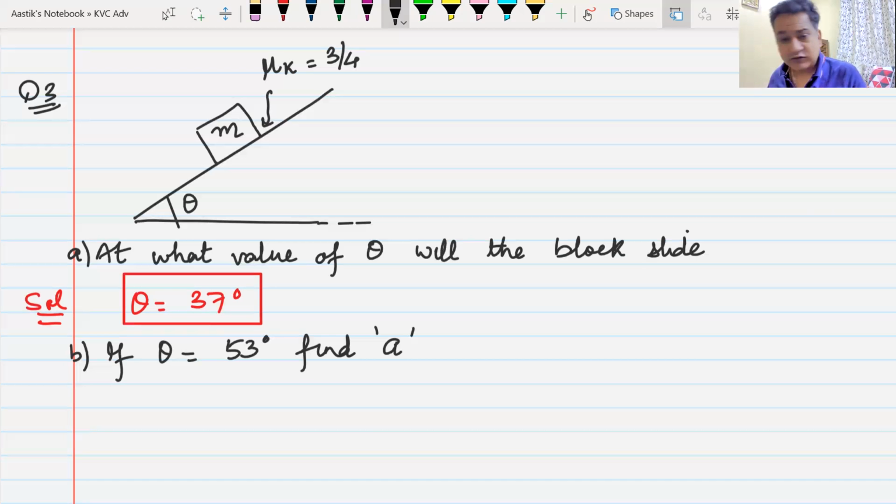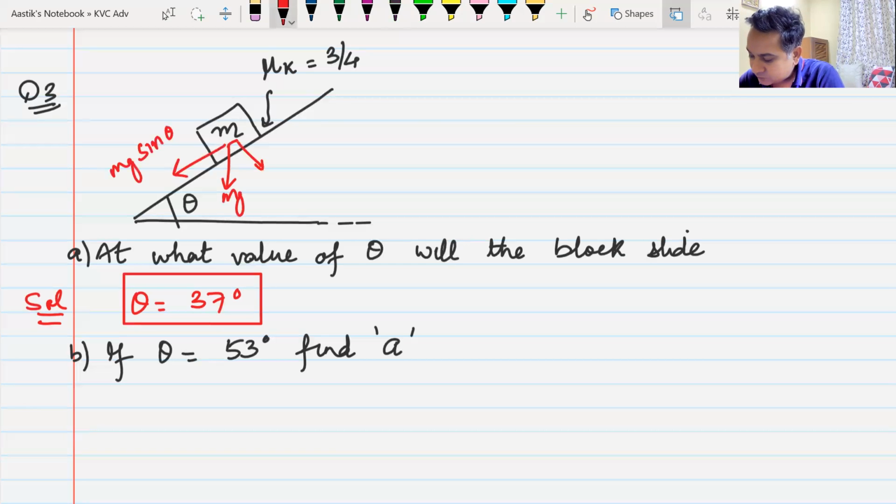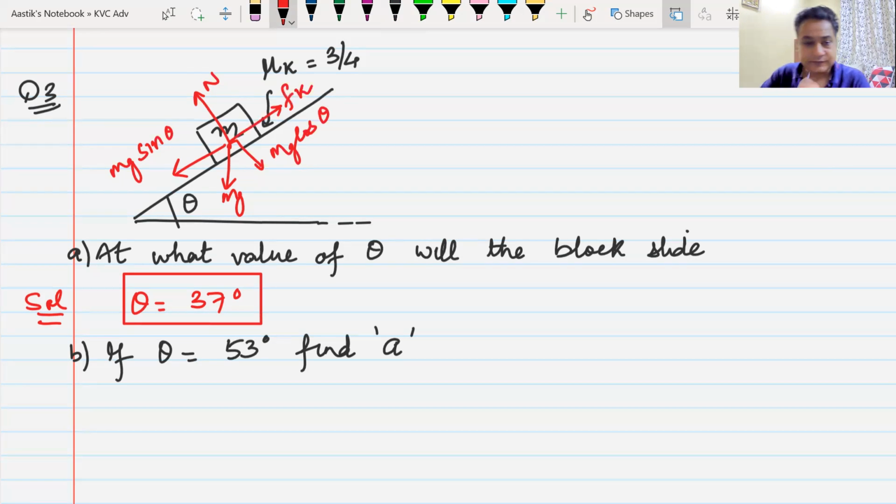Do we have anything that looks like an answer? Yes, sir. Well done, sir. Quickly. The weight is mg, yes or no? Yes, sir. This is mg sine theta, yes or no? Yes, sir. This is mg cos theta, yes or no? This is the normal reaction. Frictional force will act in the backward direction, yes or no? Yes, sir.